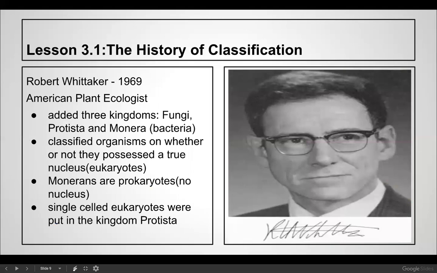Robert Whittaker, 1969, American plant ecologist, added three kingdoms: fungi, protists, and monerans. So we had the animals and the plants, and he included the mushrooms, fungi, the protists, single-celled creatures, and true cells, and then the monerans, which are your bacteria. He classified organisms whether or not they possessed a true nucleus, and monerans are prokaryotes with no nucleus. Single-celled eukaryotes were put in the kingdom Protista.